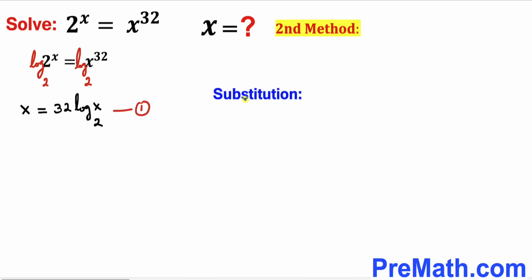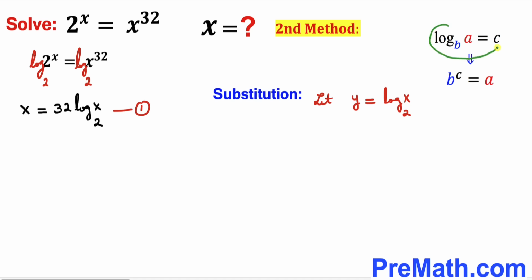And now we are going to make a substitution. Let's focus on this part, log of x with the base 2. I'm going to let that equal to y. So therefore let y equals to log of x with the base 2. And now let's recall this conversion rule. If we have a log of a with the base b equals to c, then this is equivalent to b power c equals to a. And we are going to apply that rule on this equation. So therefore we can write x equals to 2 power y.